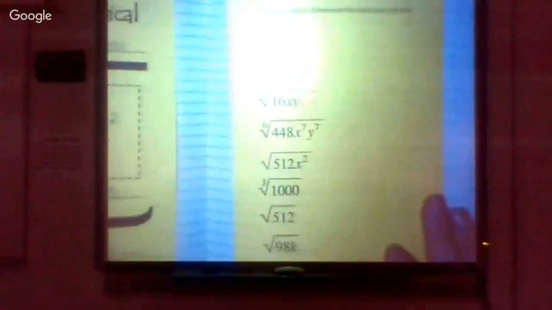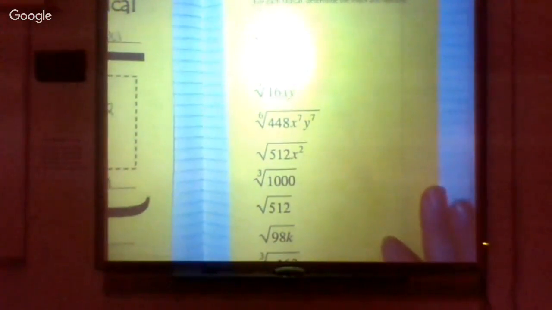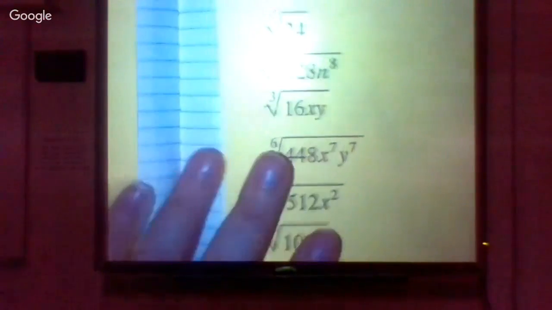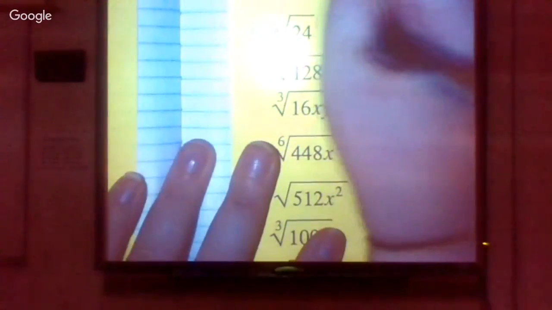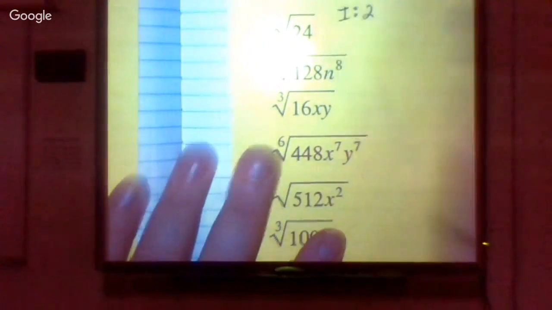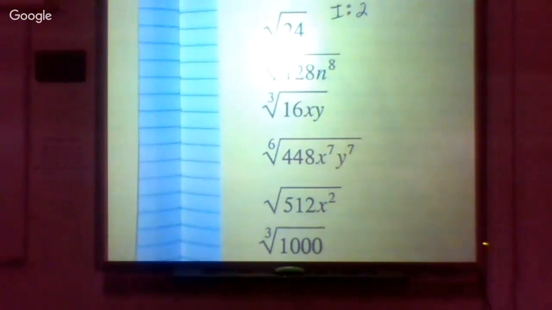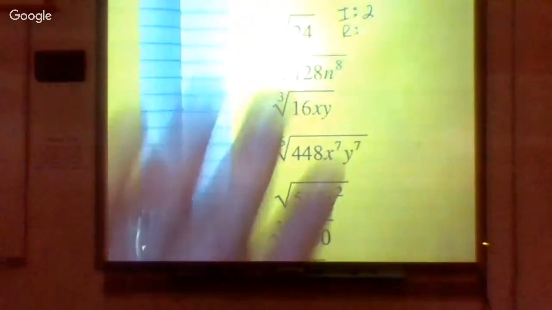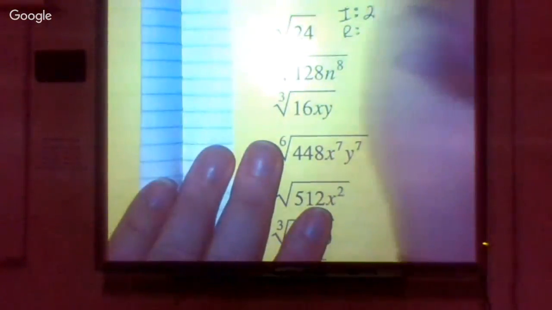On this page, this first example, what is my index? 2. There's nothing written there. It's a 2. That is the square root, which means it's an automatic 2. What is your radicand? What are we taking the square root of? 24.